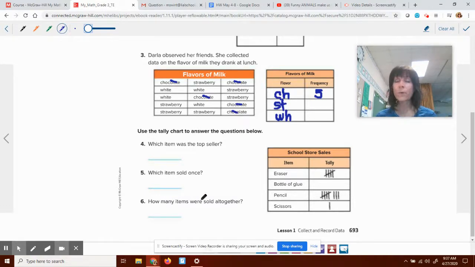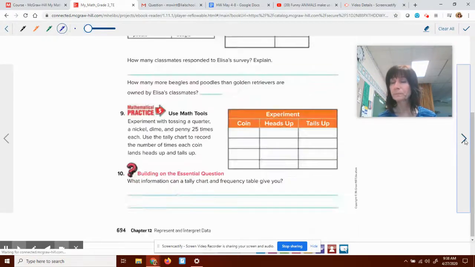That's pretty simple. Each tally represents an item that was sold, so I need to count up all my tally marks. Now, remember when I said tally marks are great because right away I can count. I can say 5, 10, 11, 12, 13, 14. So I've answered this question for you because I love you. Let's go to the next page.